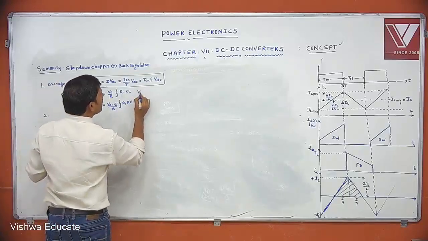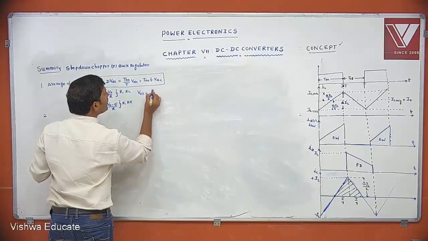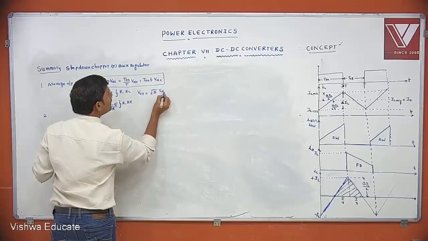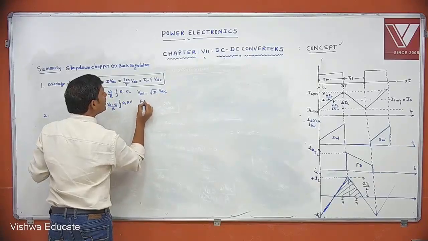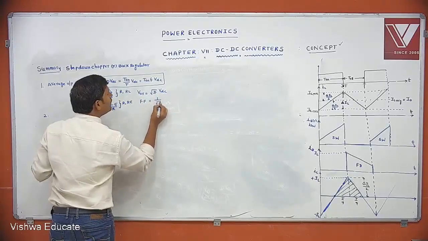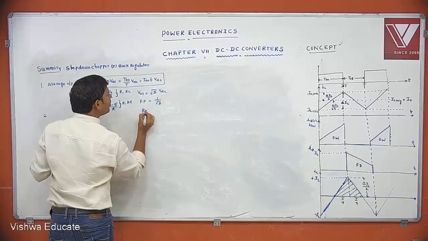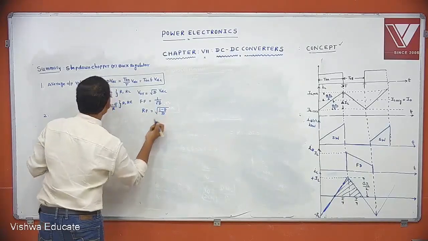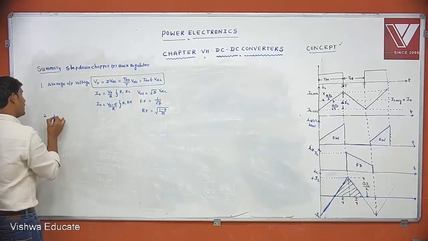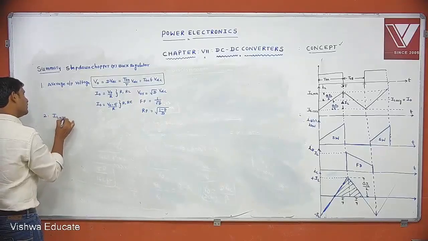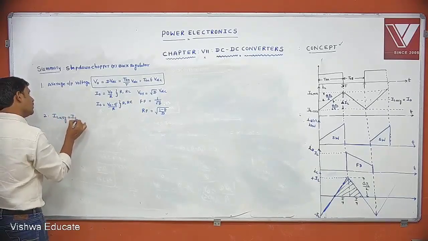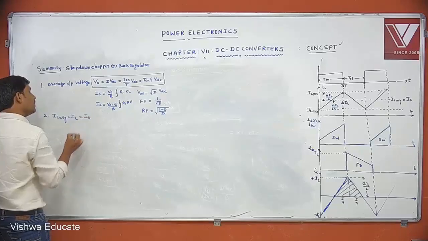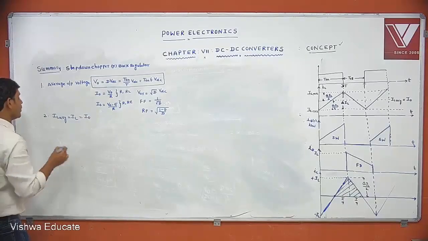Remaining: what is V0 RMS? V0 RMS equals root D VDC. What is the form factor equal to? 1 by root D. Then what is the ripple factor equal to? Square root of (1 minus D) by D. Next, IL average equals I0.